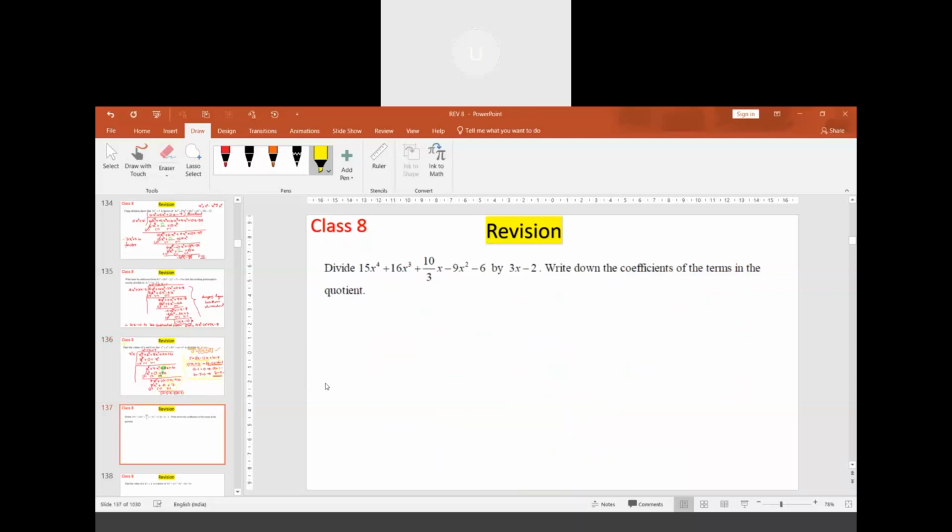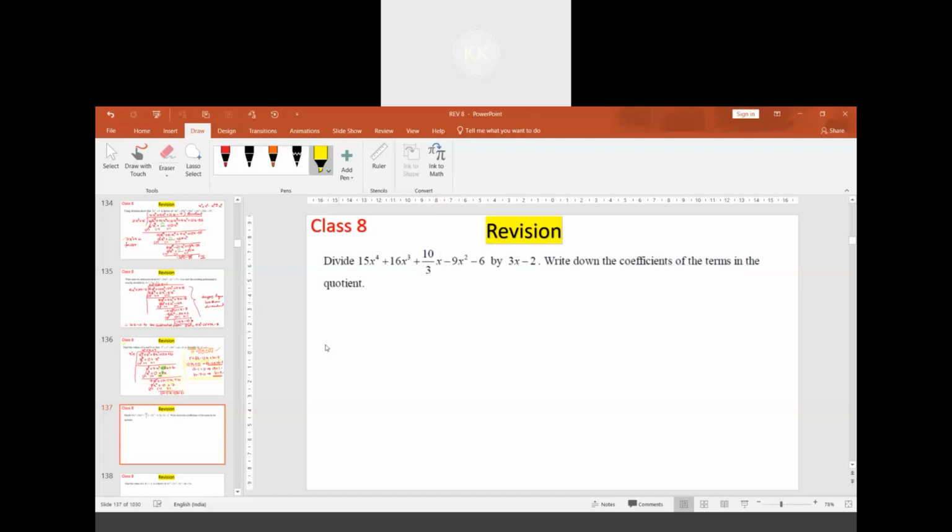They have given another question here, where we have to divide one expression by the other and write down the coefficients of the terms in the quotient. Shall we do this on our own, sir? Yes, please try this. Here again, I remind you that there is a fraction 10 by 3, so you should be careful while deciding what quotient to take to obtain this 10 by 3.